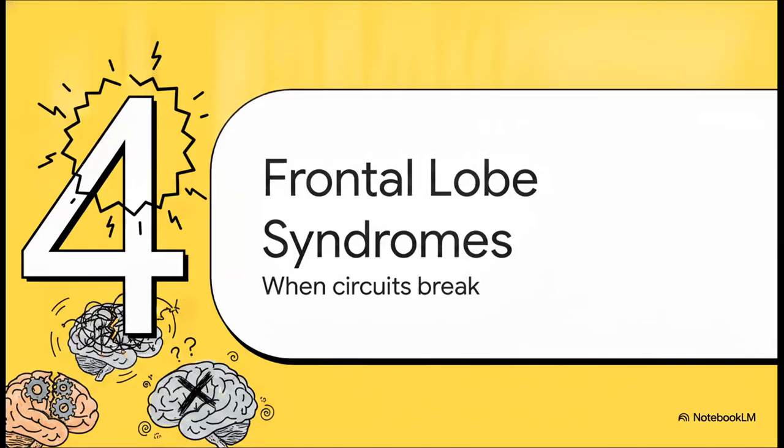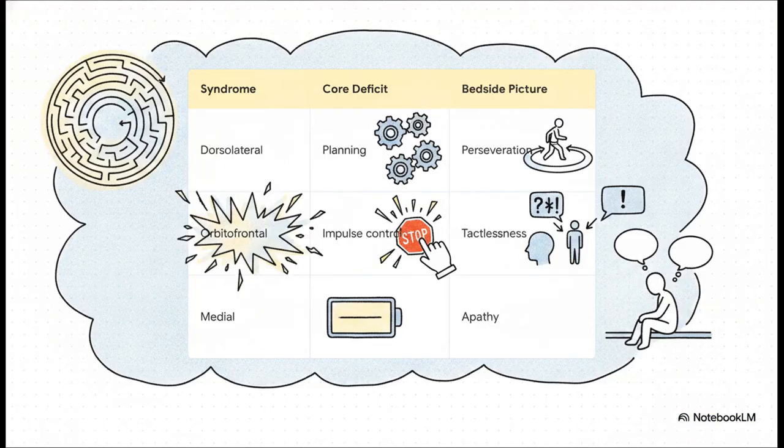Section 4, three frontal lobe syndromes. Now we get to the crucial part. What happens when these specific prefrontal circuits break down? Here is your clinical field guide to prefrontal damage. Because these areas govern vastly different behaviors, lesions look totally distinct at the bedside.